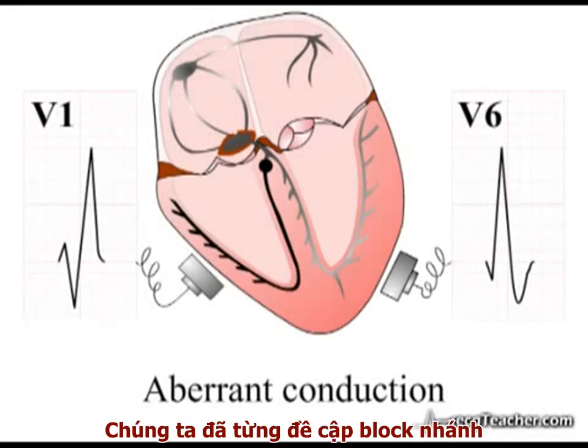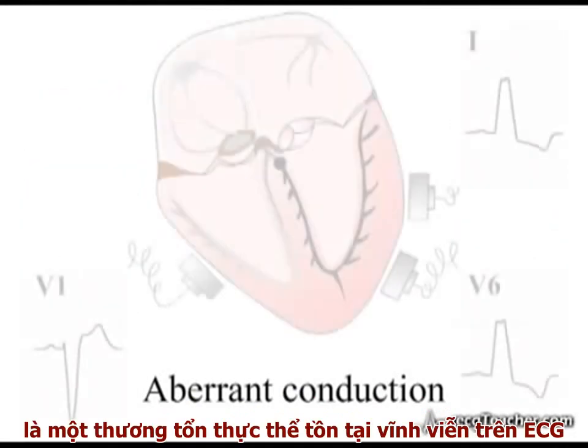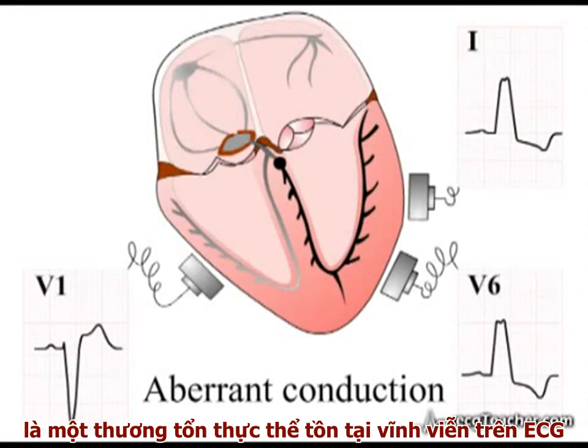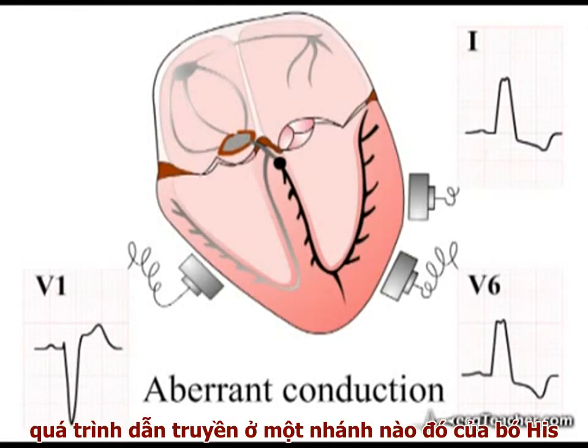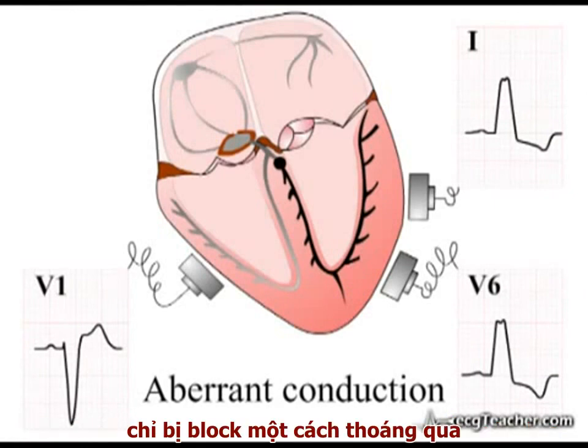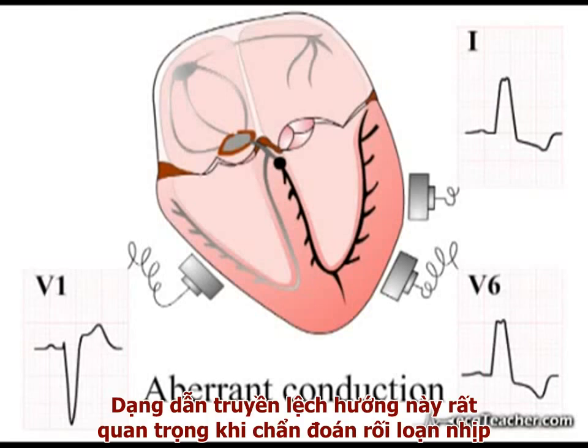So far we have considered bundle branch block as a permanent entity on the ECG. It is possible, however, for conduction in one of the branches of the bundle of His to fail on an intermittent or transient basis. This form of aberrant conduction can be very important when diagnosing arrhythmias.